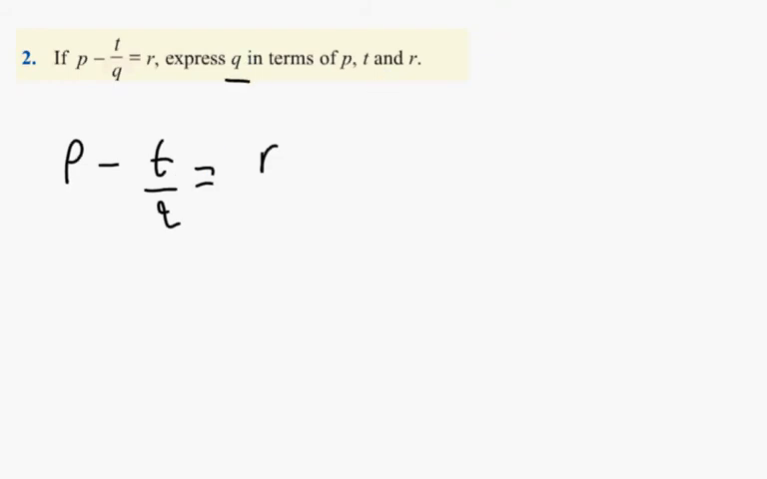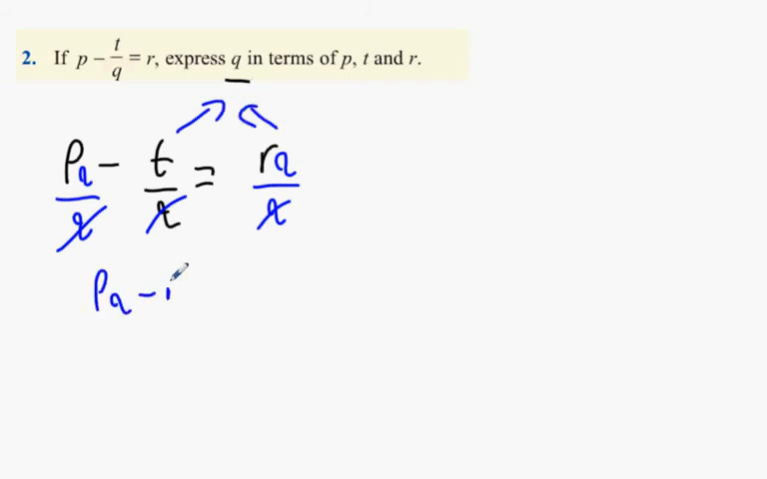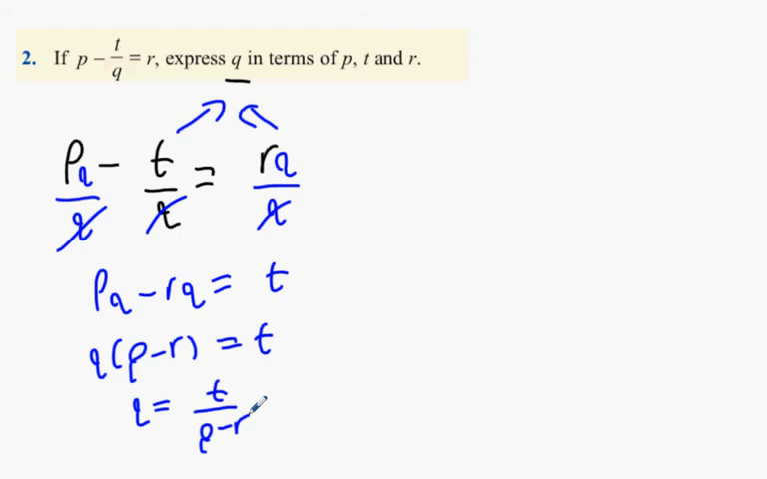That's what the question asked me to do, but before that, denominators, q top and bottom, cancel the q's in the bottom. I'm looking for q on its own. Anything with a q goes to the left, anything that doesn't have a q goes to the right. pq minus rq equals t. q bracket p minus r equals t, and then q on its own, t over p minus r. Alright.